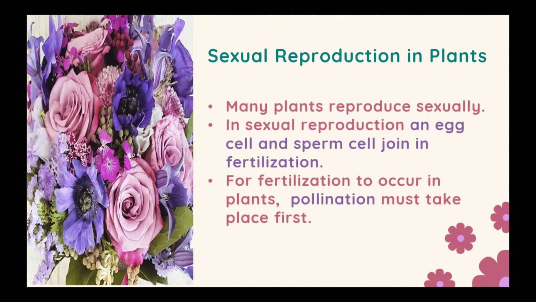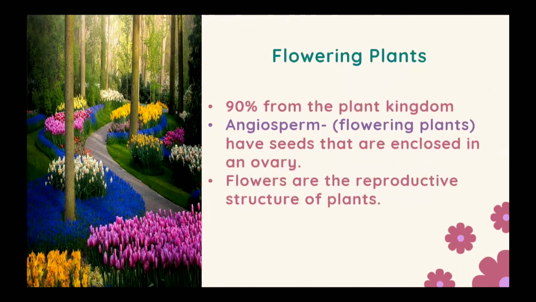Many plants reproduce sexually. In sexual reproduction, an egg cell and sperm cell join in fertilization. For fertilization to occur in plants, pollination must take place first. Flowers are important. Aside from beautifying homes, flowers also serve as the reproductive organs of plants. 90% of the plant kingdom are angiosperms or flowering plants that have seeds that are enclosed in an ovary.